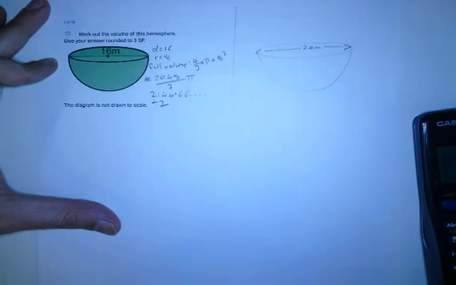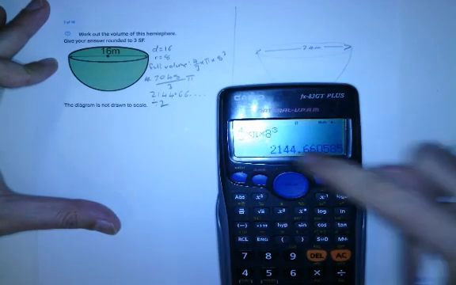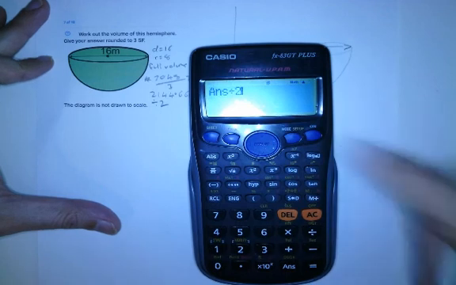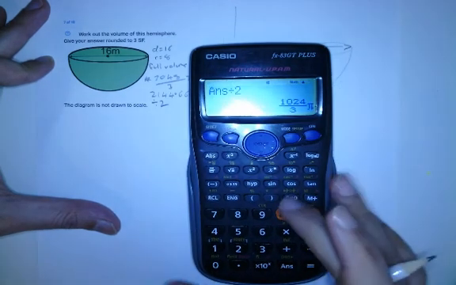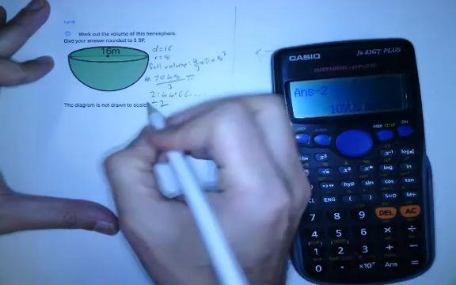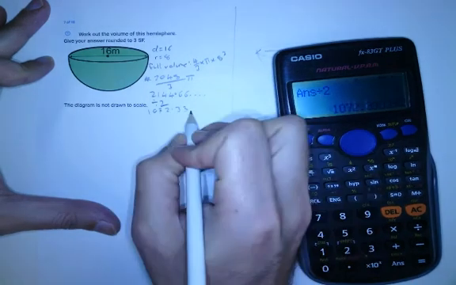But because we want the hemisphere, that's the full volume, so we're going to then divide that by 2. On your calculator, don't worry about putting this back in again. You've got it on the screen there. Just press the divide by 2 button, and the calculator remembers your previous answer and puts it there. So that gives us 1072.33.